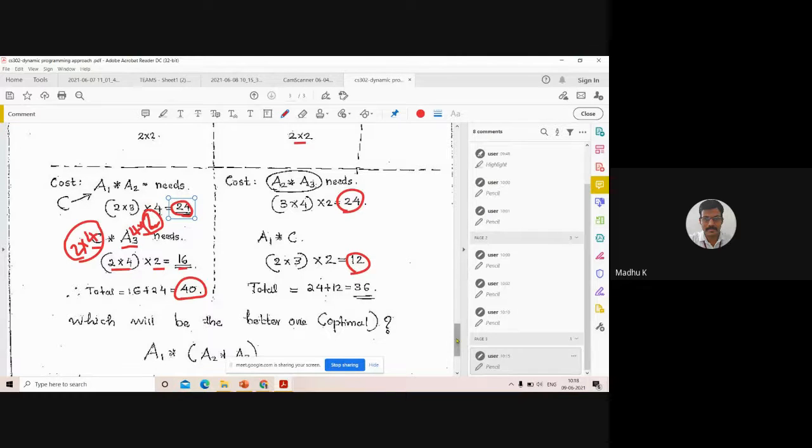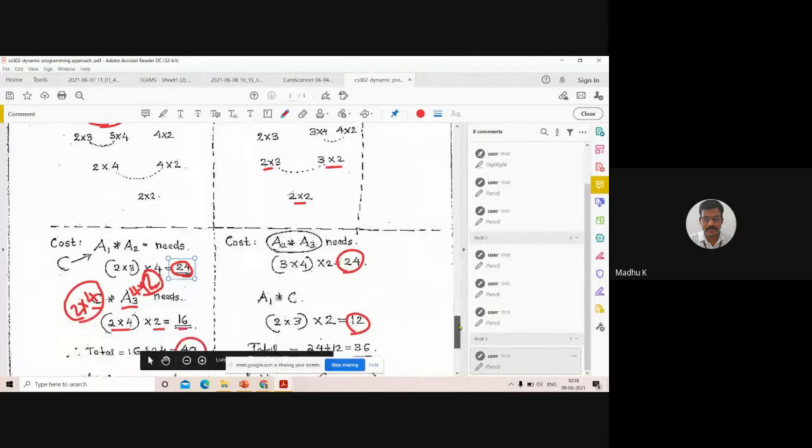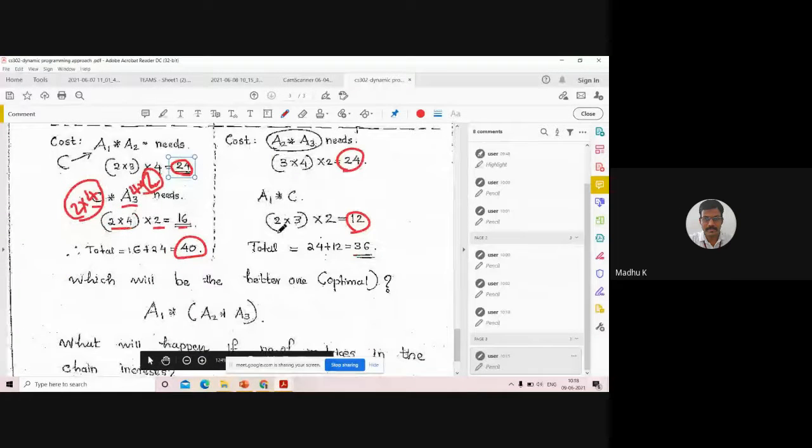The concept is simple. For performing A2, A3: A2 is 3 by 4 and A3 is 4 by 2. So 3 by 4 into 2 is 24. Then the resultant is 3 by 2, and 2 by 3. So 2 by 3 into 2. It is 24 plus 12, which is 36.